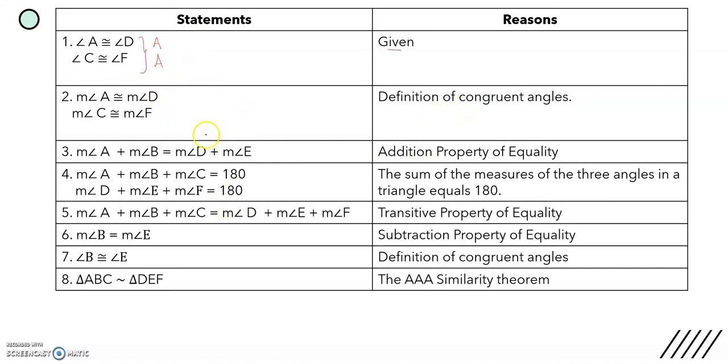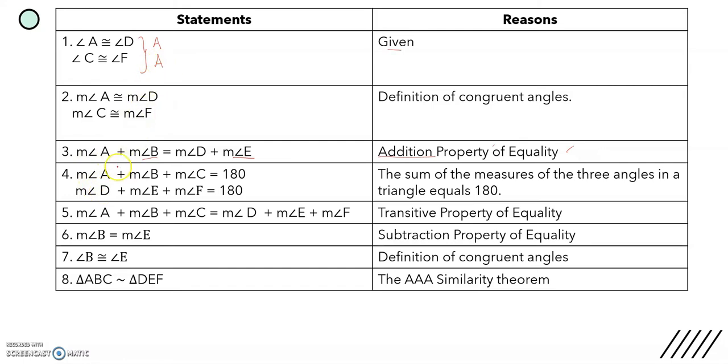And then we can add that the measure of angle A plus the measure of angle B is equal to the measure of angle D plus the measure of angle E. B and E here are the third angles that we're going to prove are congruent. So the reason for number 3 is addition. So we actually add the third angle by the addition property of equality.